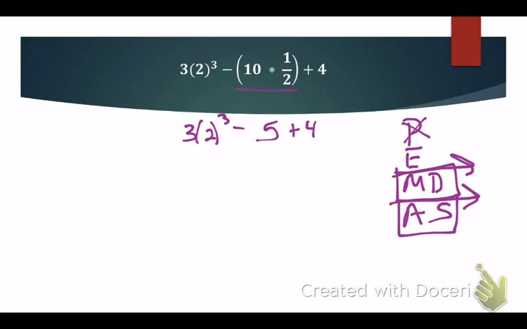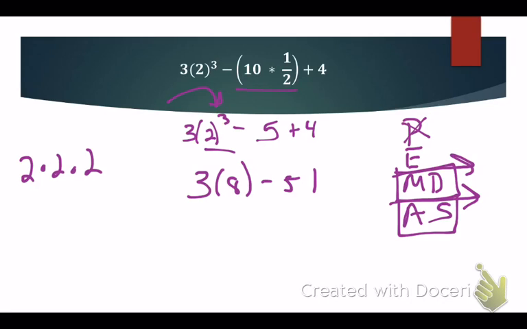Do I have an exponent to do? Actually, yes I do. I have an exponent right here where I'm putting this arrow. That is 2 cubed. The exponent only works for the digit next to it, so 2 cubed. 2 cubed is the same thing as 2 times 2 times 2, which is 2 times 2 is 4, and 4 times 2 is 8. So right now I should have underneath that 2 cubed is 3 times 8 minus 5 plus 4.